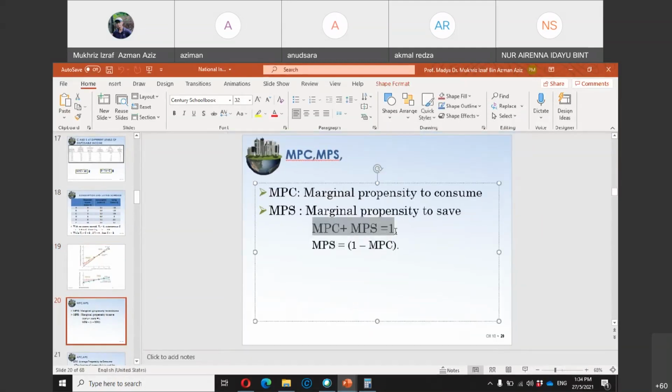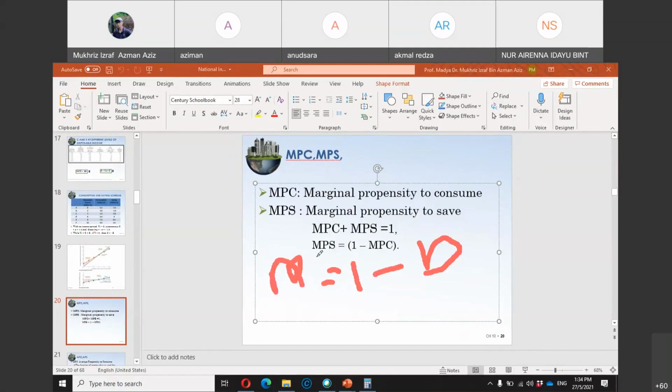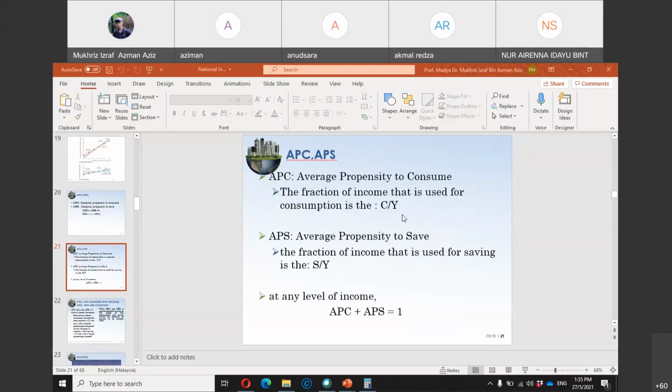MPC plus MPS will always be equal to 1. So MPS is 1 minus MPC, or you can see this as 1 minus B, because the notation for MPC is B. So 1 minus B is equal to MPS. This is what you need to fully understand at this stage.